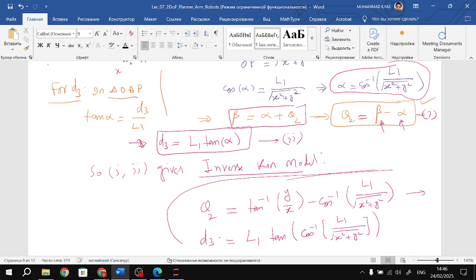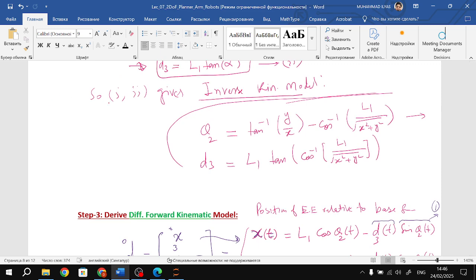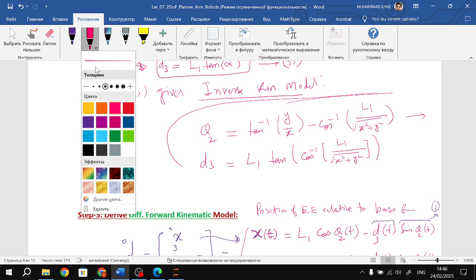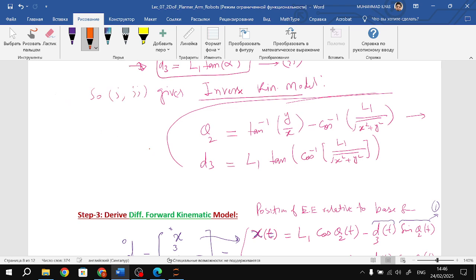So see what you get. This is an inverse kinematic model where you can write it like this: Q in terms of x, y and L1. L1 is link length, it is fixed, but x and y are your position, and Q here is a vector. It consists of theta 2 and d3.